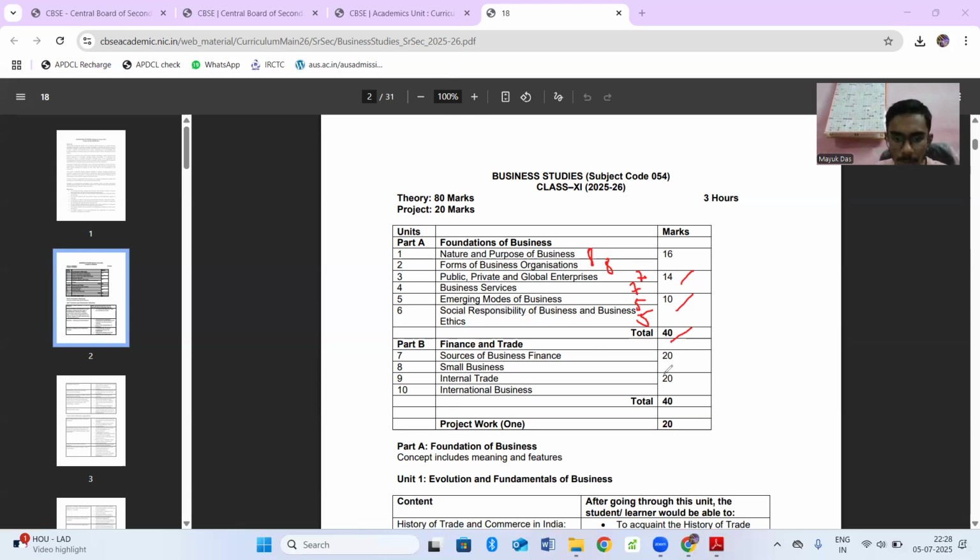Part B, finance and trade, will carry 40 marks. Sources of finance and small business will carry 20 marks, that means 10 and 10. Internal trade and international business will be 10 and 10, that is 20. So equal importance should be given to both parts. This part will carry 40 marks, and this part will also carry 40 marks. We cannot neglect any one part; both parts have to be given equal importance.